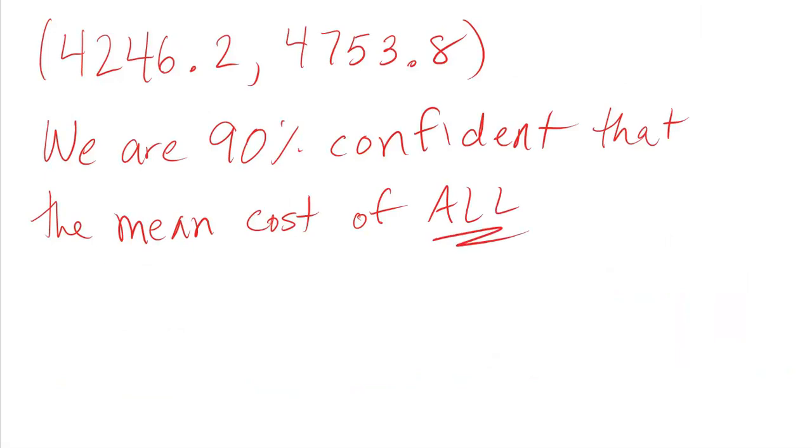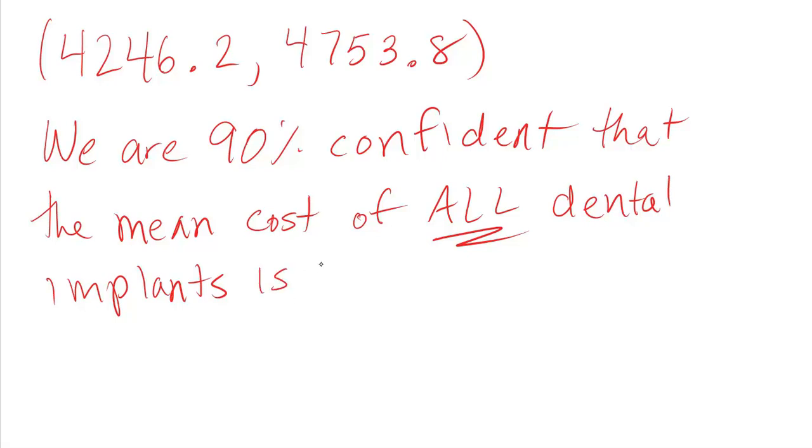I'm going to capitalize and underline the "all" because I'm obnoxious. But otherwise, I'm copying the wording from the problem. Sometimes it comes out a little bit clunky, but I'm not looking for Shakespeare here. As long as you get the point across, I'm okay. And what are we 90% sure about? That the mean is between these two bounds.